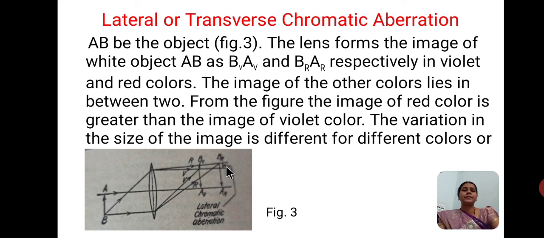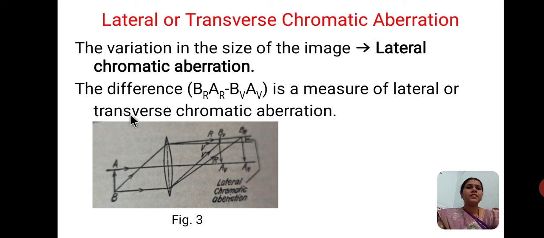So now the difference BR AR minus BV AV, that we call the lateral chromatic aberration. This one I have represented here with an arrow mark. So this is the lateral chromatic aberration. Okay student? So I have written here: the variation in the size of the image is known as lateral chromatic aberration, and the difference BR AR minus BV AV measures the lateral or transverse chromatic aberration. So till now we learnt about chromatic aberration and its types.